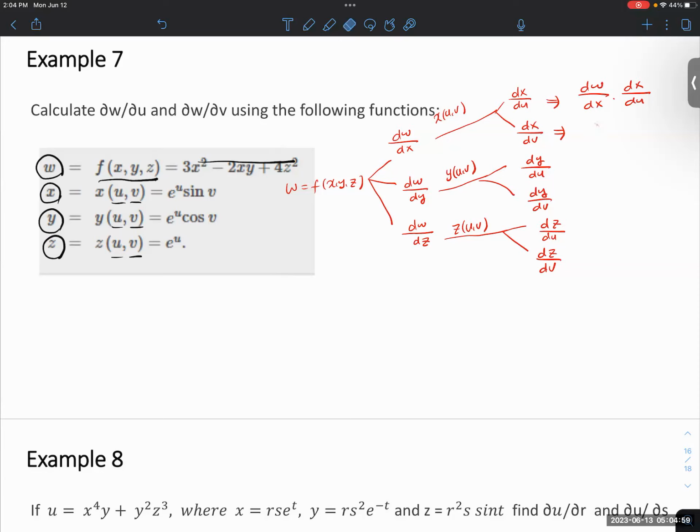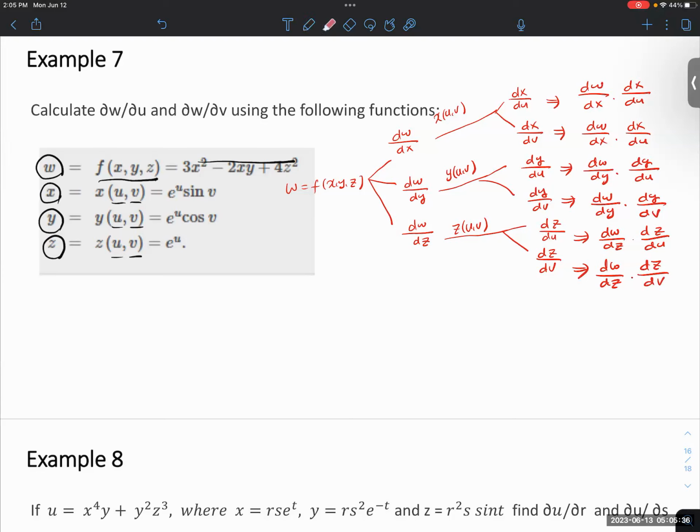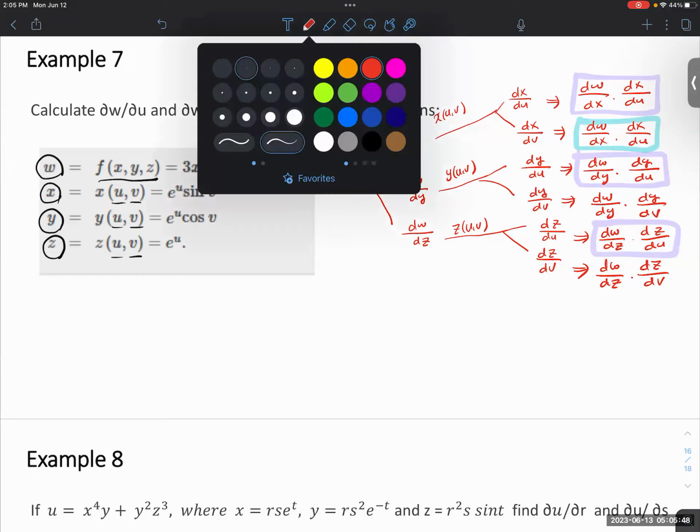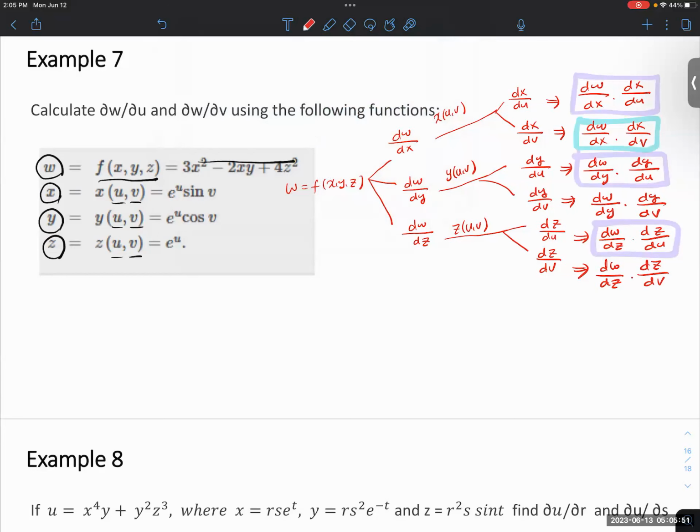So this one we're going to multiply from the beginning. So dw over dx times dx over du. This one dw over dy, dy over du, dw over dy, dy over dv, and dw over dz, my bad. dw over dz times dz over du. And then we have dw over dz, and then dz over dv. So same thing, you have the U family, this is all the U family. And then you have another V family. This one should be V. Why does it look like a U? So this is the V family.